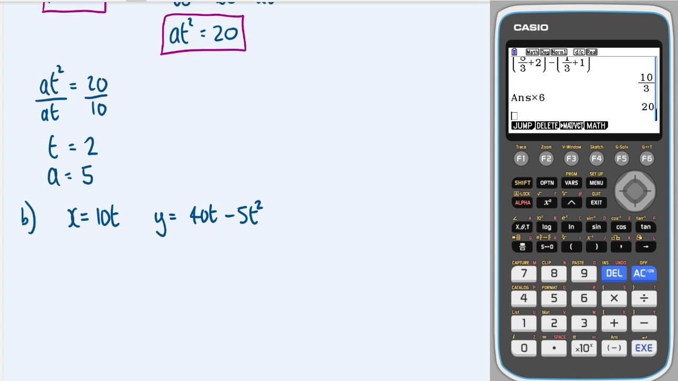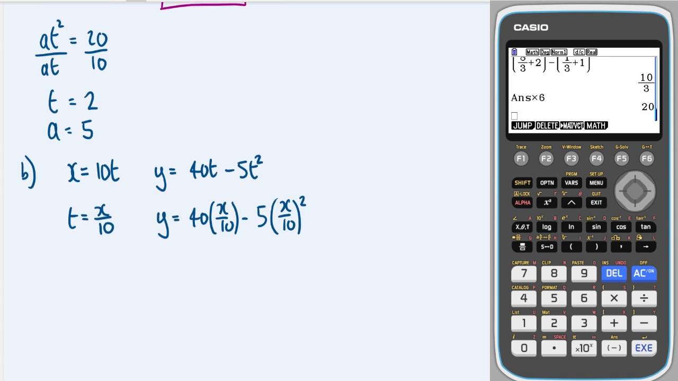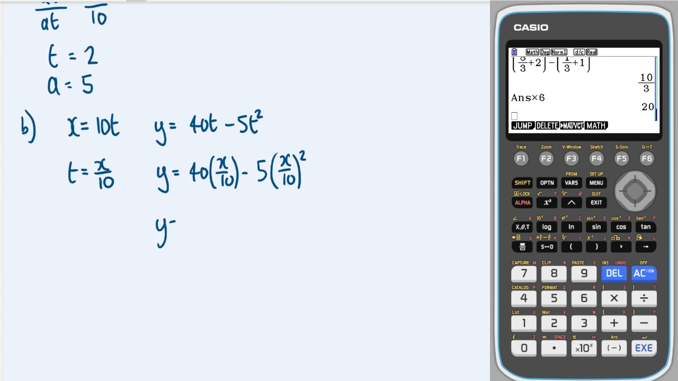So I'm going to rearrange the x one to make t the subject. And then I'm going to sub it into the y one. So I get y is equal to 40 x over 10 minus 5 lots of x over 10 squared. So this gives me y is equal to 4x, and that's going to be 5 over 100, so 5 over 100 is 20, so minus x squared over 20.